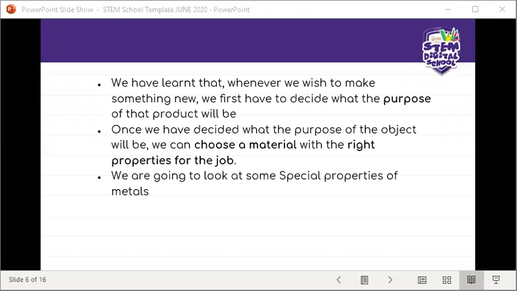So basically that first bullet is explaining to us that before we make a product, we need to know what the purpose of the product is. And once we know what the purpose of the product is, then we will know what type of material we would want to use. Okay, so Malik, just indicate for me on the group chat if you now get the first bullet and you understand clearly.